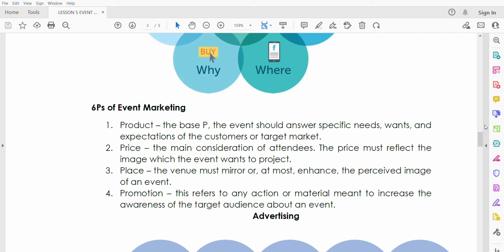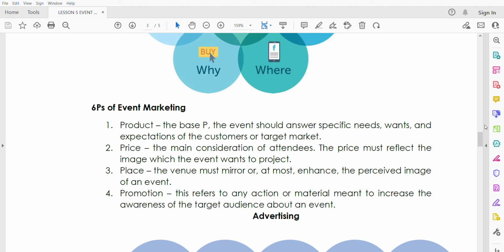Then we also have the price. So this is also one of the main consideration of the attendees. Dili man ni siya tangible nga product. So price here refers to registrations, tickets, the different prices of your products nga gi-expo or inyong gi-exhibit. So muna siya din ha. The price must reflect the image which the event wants to project. If you're handling a posh event, like kanang bongga gyud kay siya, so dapat inyong price pod would align to that. If it's a low-key event na more economical, then economical po ang price inyong i-offer.